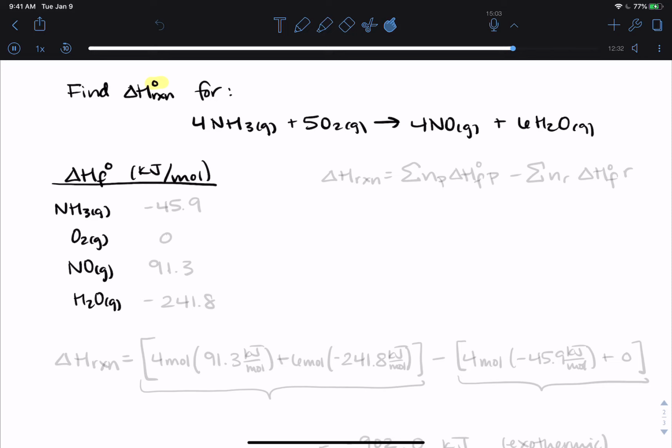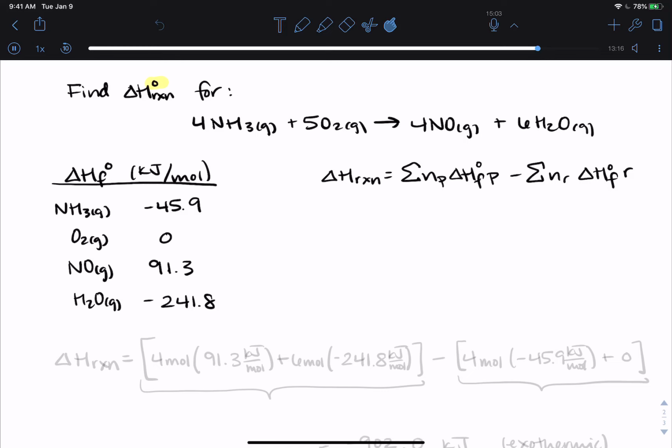All right, now when you do, you should find that NH3 says negative 45.9, O2 says 0, NO says positive 91.3, and H2O says negative 241.8. So our delta H reaction is going to be the sum of n products times delta H standard formation for the products, minus the sum of the number of moles of reactants times the standard enthalpy of formation for the reactants.